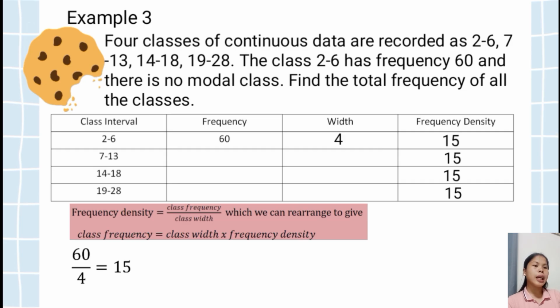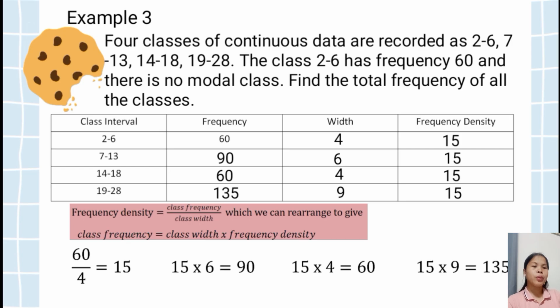And 15 times the width, which is 6, is equal to 90. And next, 15 times 4 is equal to 60. And 15 times the width, which is 9, is equal to 135. So since we are asked to find the total frequency of all the classes, we just need to get the sum of all the frequencies. So 60 plus 90 plus 60 plus 135 would be equal to 345.